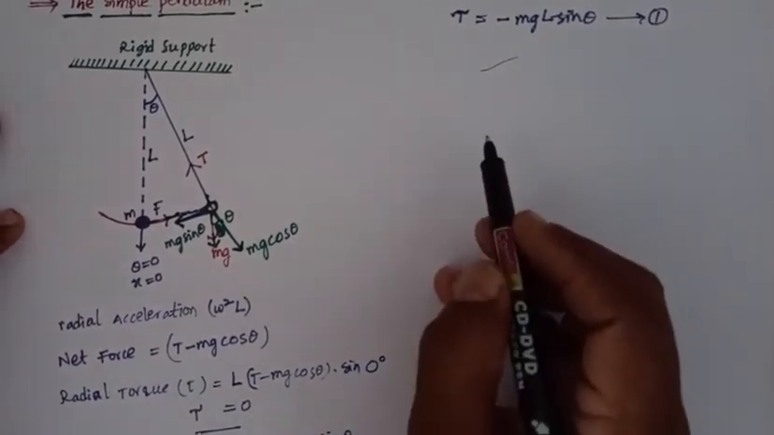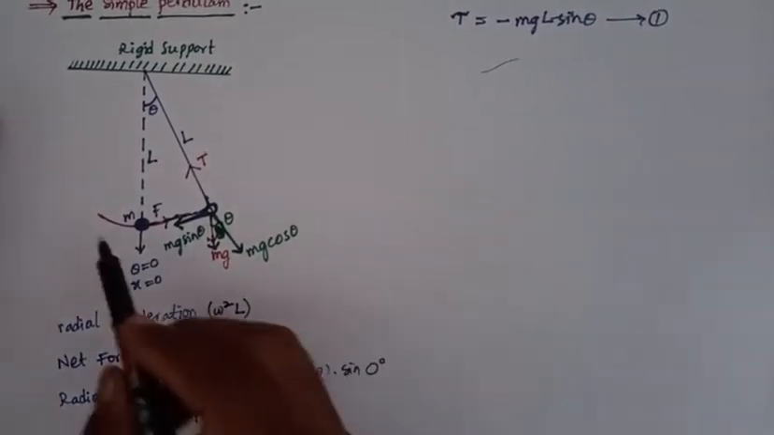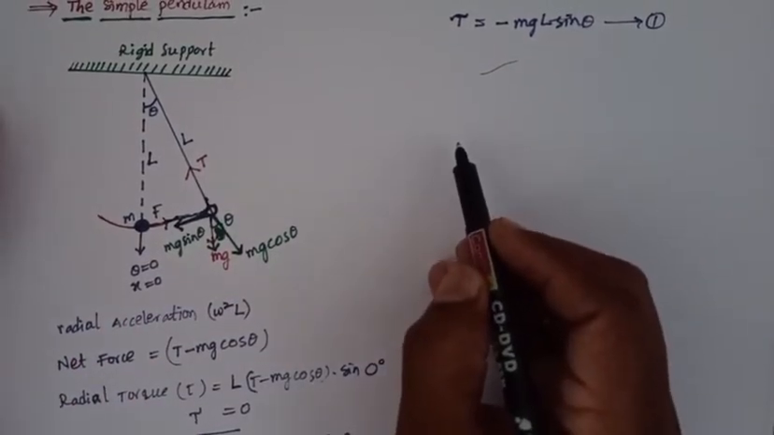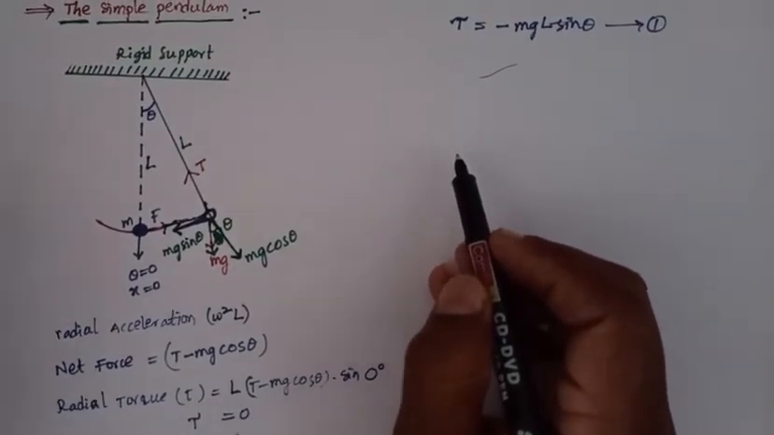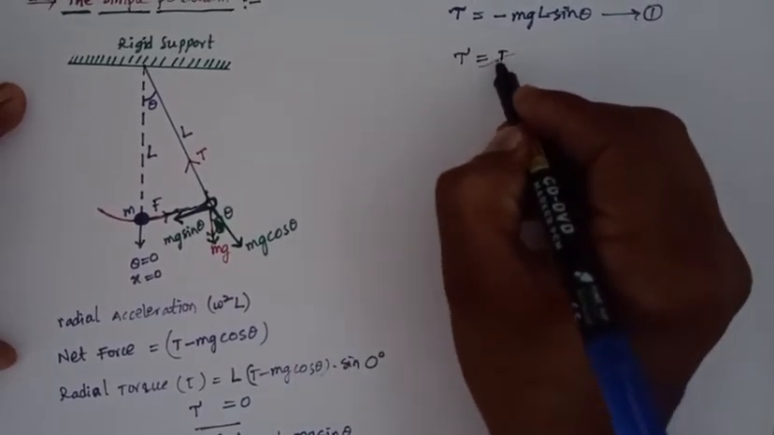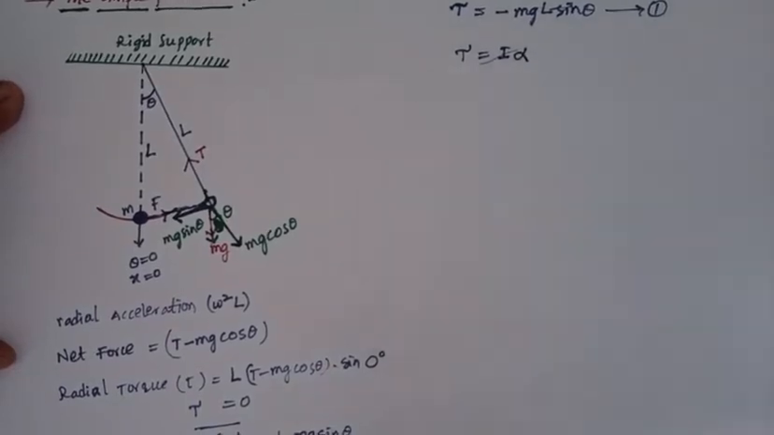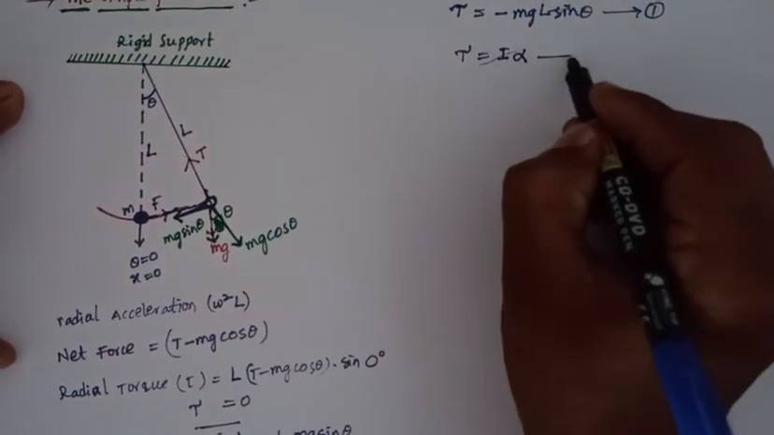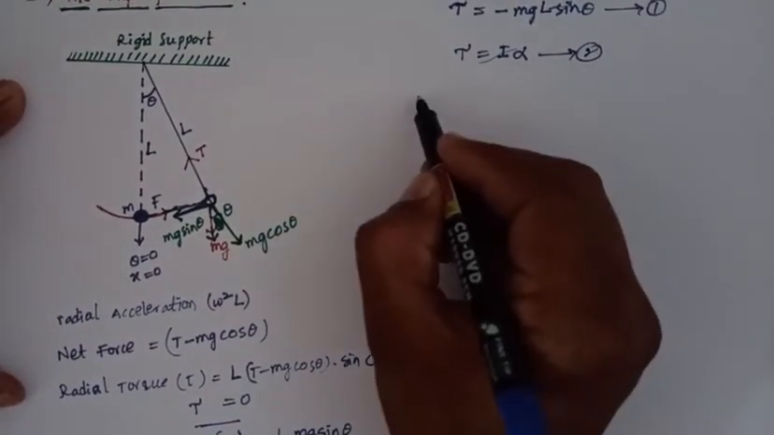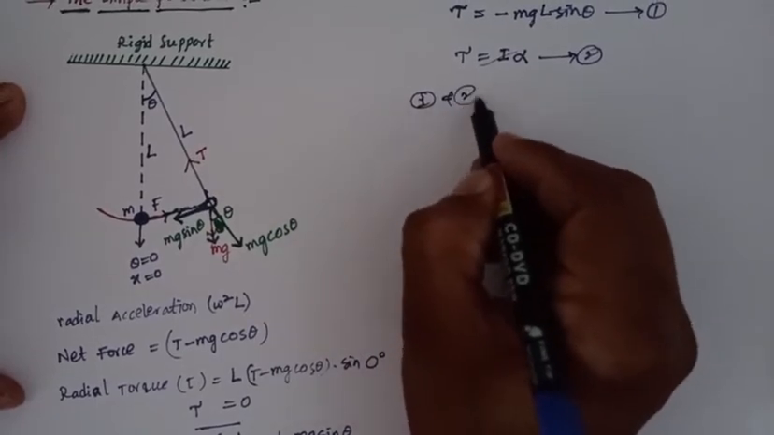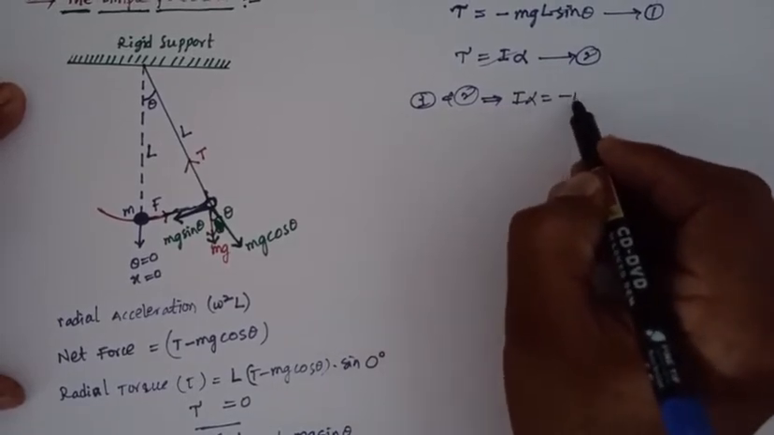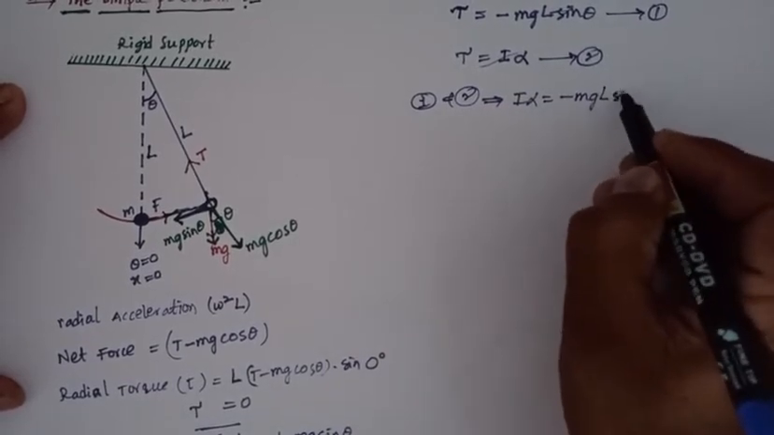Already we know that this is a rotational motion. For rotational motion, by Newton's second law of rotational motion, the torque tau equals moment of inertia into angular acceleration, I alpha. So this is equation number 2. From equation number 1 and equation number 2, we can write I alpha equals minus mgl sin theta.